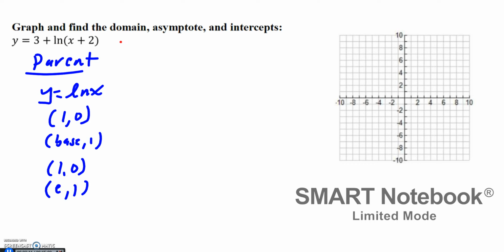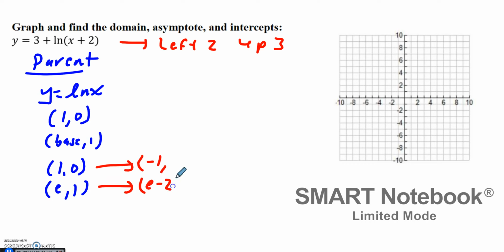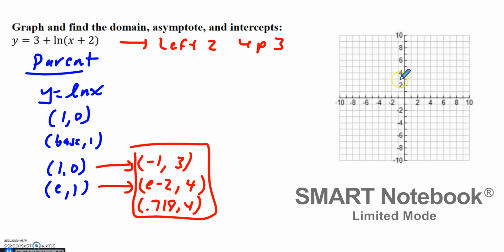And after you consider the parent function, you consider what this graph is actually doing, which is going to the left 2 units and going up 3 units. So if I apply that idea to these 2 points, left 2 in both situations would be negative 1 and would be e minus 2, technically. And then going up 3 units would land you at 3 and land you at 4. E minus 2 is really 0.718, just to help you see where this really is. So if you come over to the graph and graph these points here, negative 1, 3, and 0.718, 4.